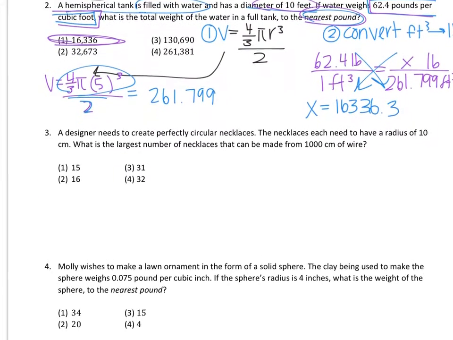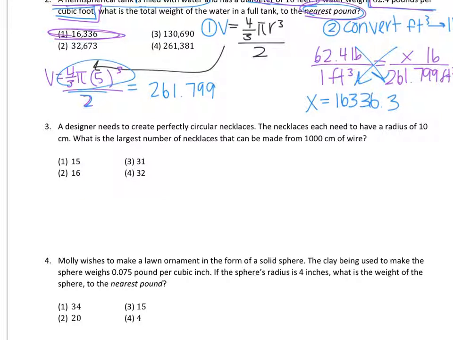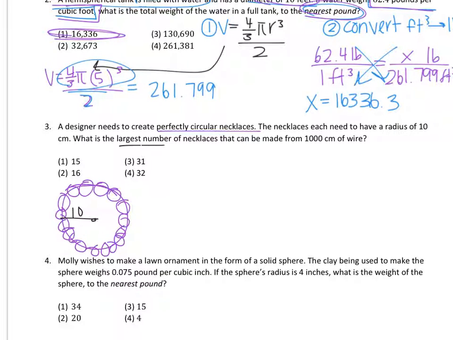The next question is going to take us away from volume for a second, and it says that we have to create perfectly circular necklaces. So if you just sketch a necklace, maybe it's got some beads going around it, who knows. They tell us that this necklace, as beautiful as it is, has a radius of 10 centimeters. And we're asked what is the largest number of necklaces that can be made from 1,000 centimeters of wire.